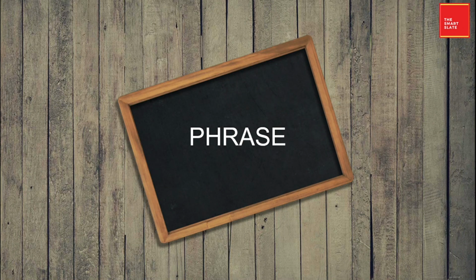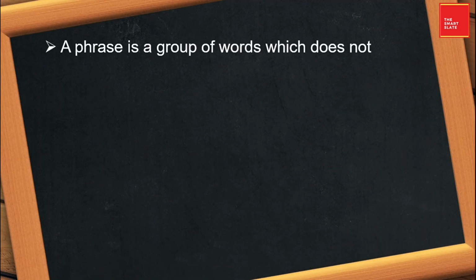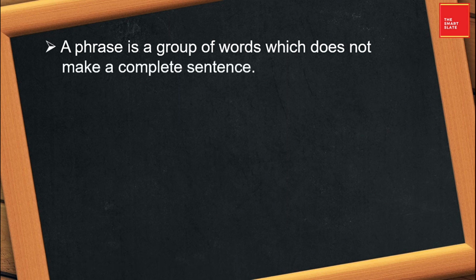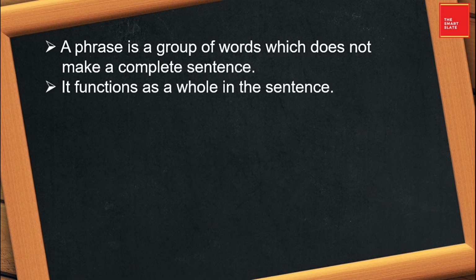Next is phrase. Just like a sentence, a phrase has a meaning, but the basic difference is that it is a group of words which does not make a complete sentence. Earlier it was sense, here it is a sentence. It functions as a whole in the sentence. If you pick up the phrase in the sentence, it will have its own meaning there.